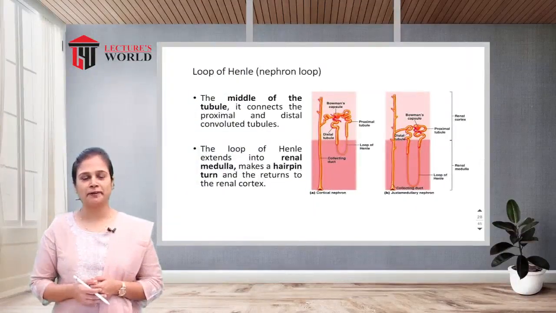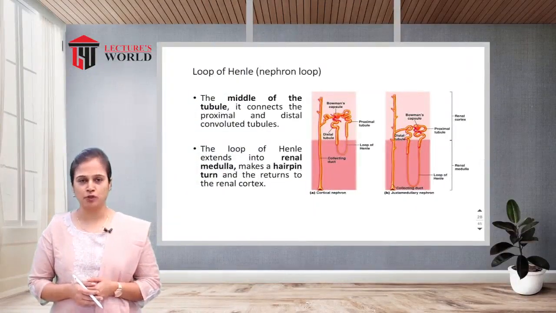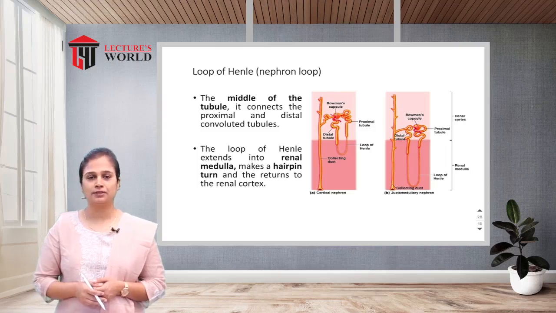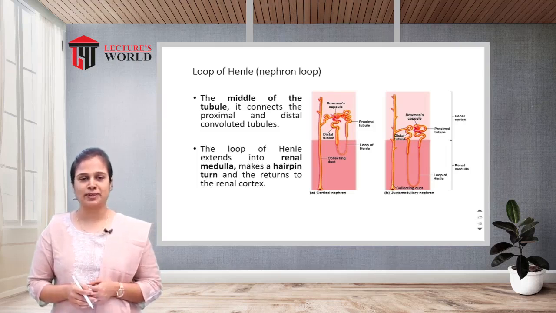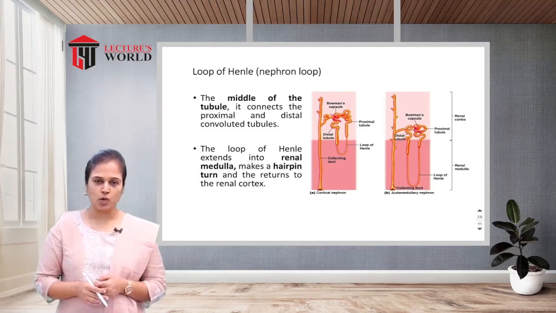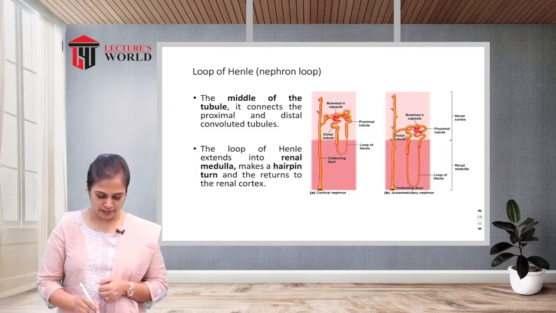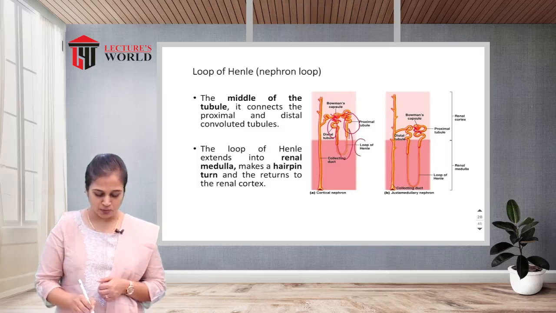Talking about the loop of Henle, it is also called the nephron loop. It is in the middle of the tubule, connecting the proximal and the distal convoluted tubule. So this one is the distal tubule and this one is the proximal tubule, and this is connected with the loop of Henle.